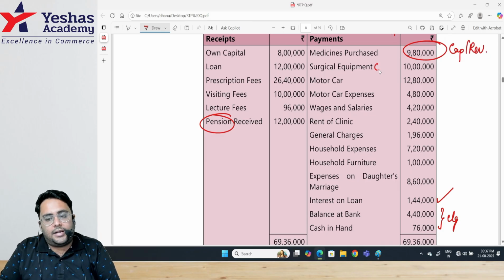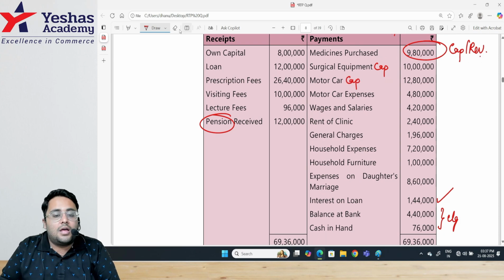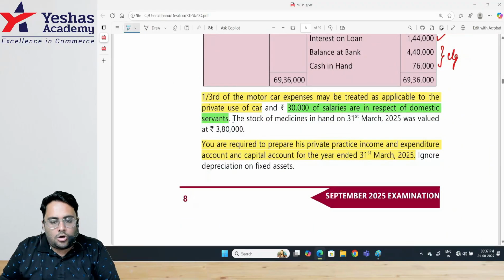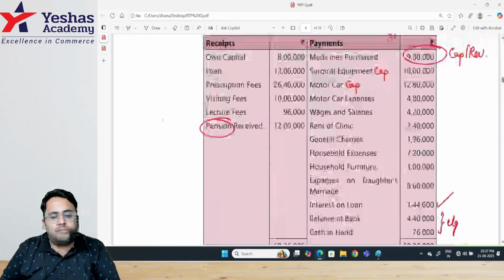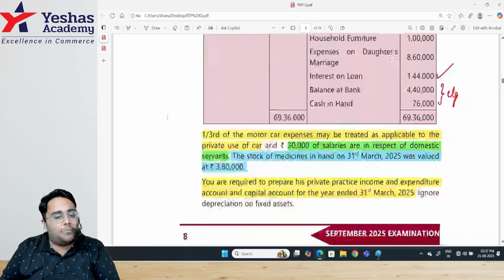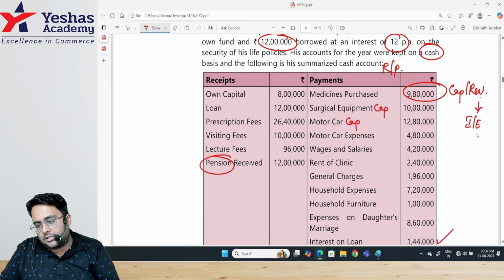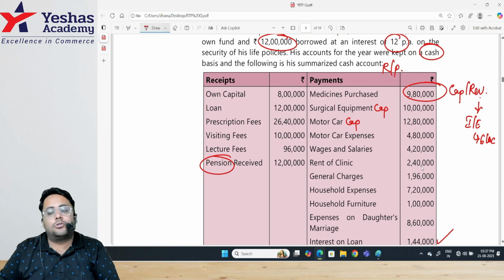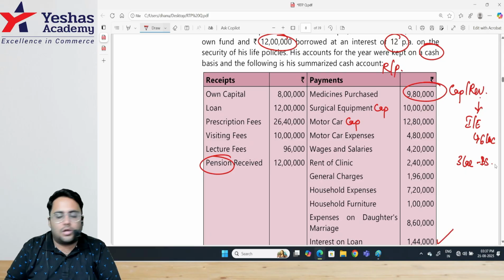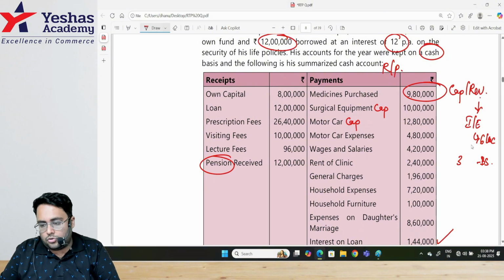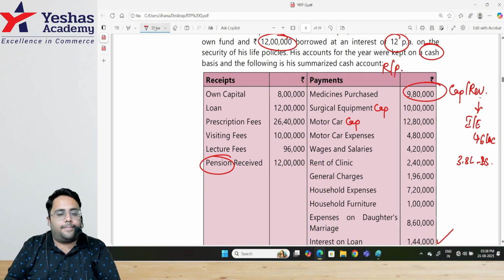Surgical equipment is capital, motor car is capital, medicine purchased is revenue, but they've given one point over there. Below that, if I read, stock of medicine is 3,80,000. How much did we pay? 9,80,000. How much is the stock? 3,80,000. In your income and expenditure account, you will take 6 lakh. 6 lakh goes to income and expenditure account. 3 lakh 80,000 goes to balance sheet as closing stock. Yes, dear.